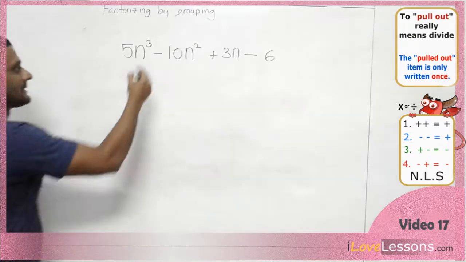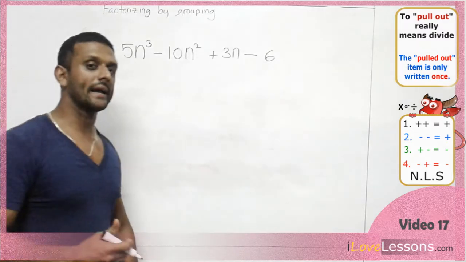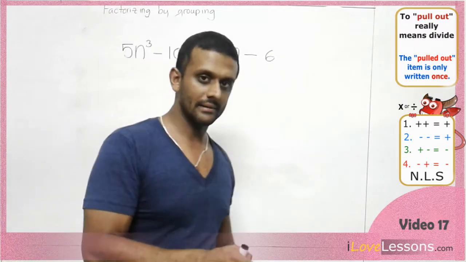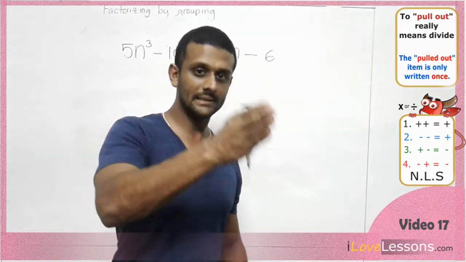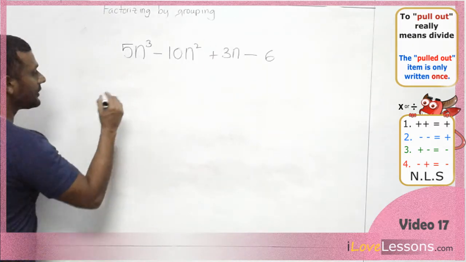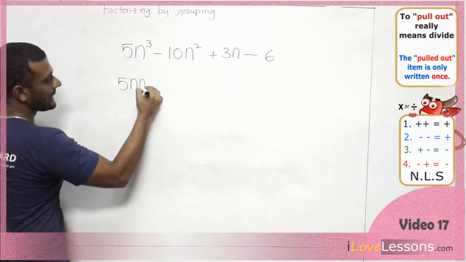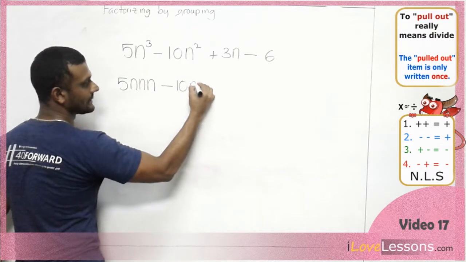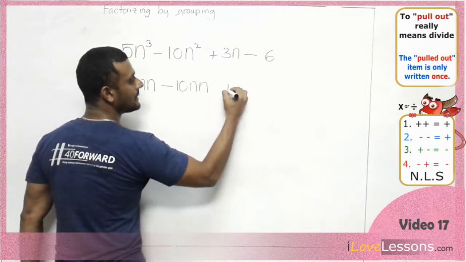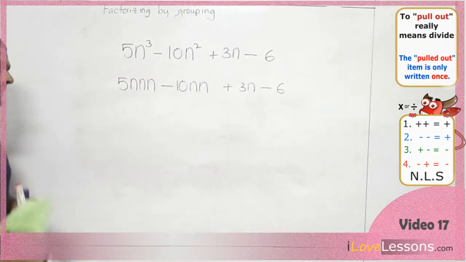Alright. This is probably the first time we're seeing an n cubed. N squared means n multiplied by n. N cubed just means n by n by n. So if you want, you can imagine it as 5n, n, n minus 10n squared, that's an n and an n, plus 3n minus 6.